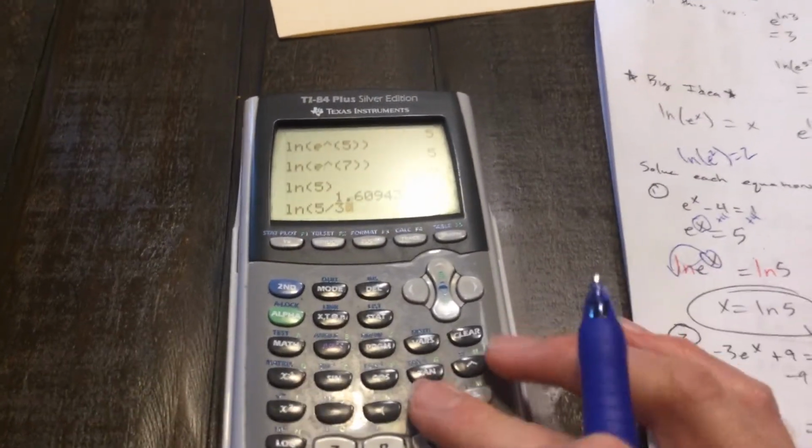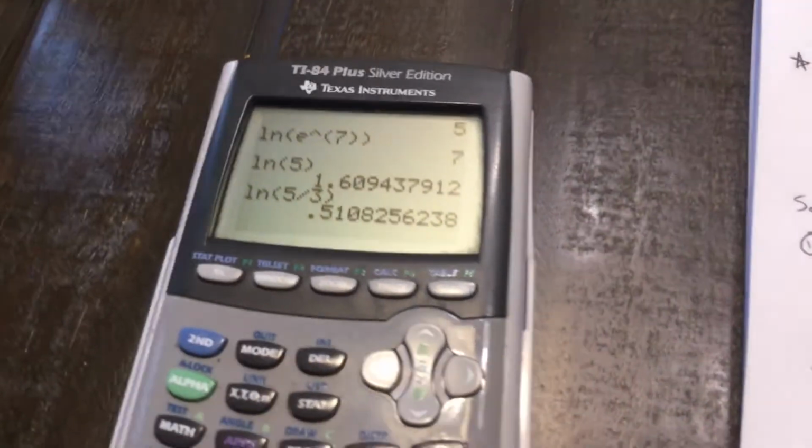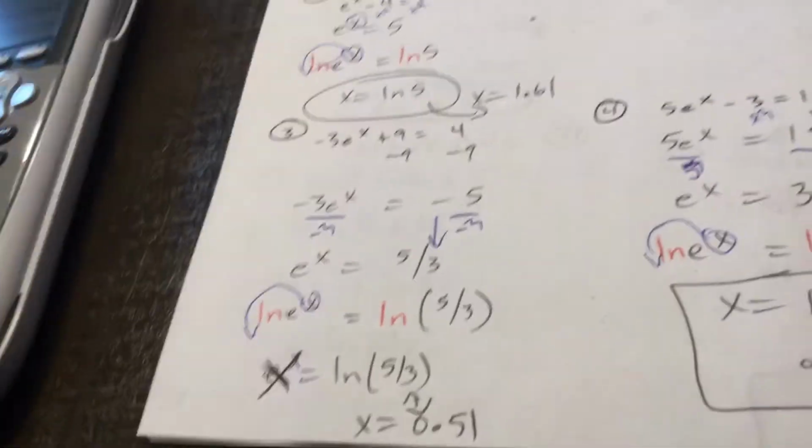You can type that in your calculator like this. Natural log of 5 divided by 3. That's how we get 0.51. All right, first page.